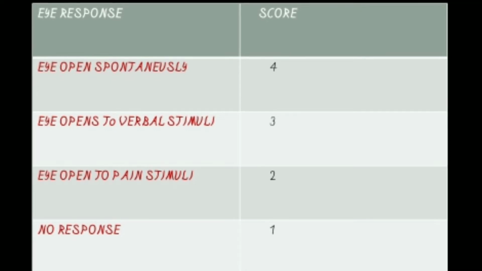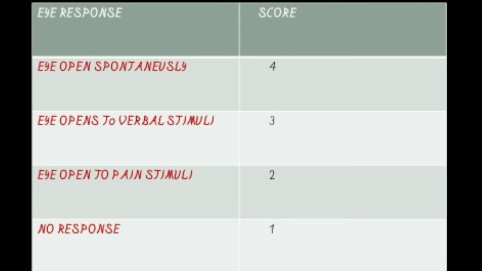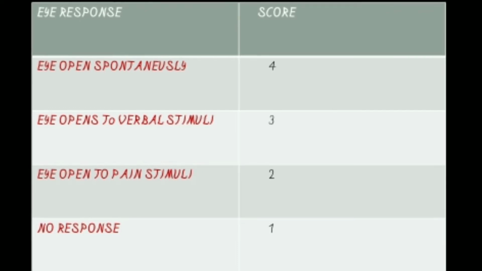First, let us see the eye response. If the patient opens his eyes spontaneously, the score is 4. If the patient opens his eyes only to verbal stimuli, for example, if you are calling the patient or asking the patient to open his eyes, and the patient opens his eyes to a verbal stimulus, the score is 3. If the patient opens his eyes only to painful stimuli, by giving pain to the supraorbital notch or on the trapezius, then the score is 2.